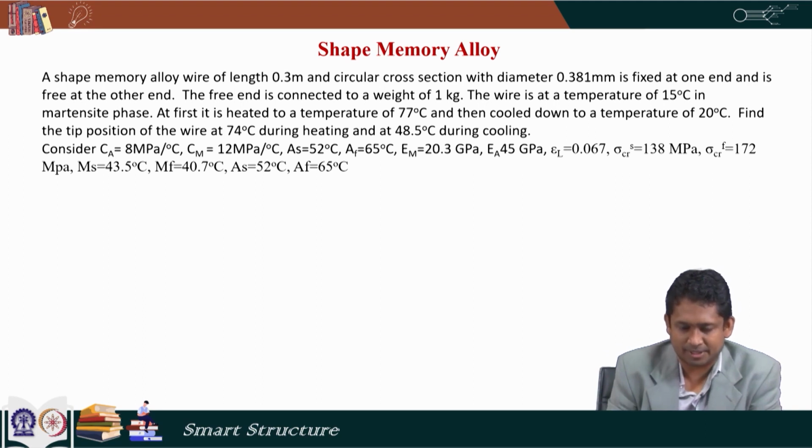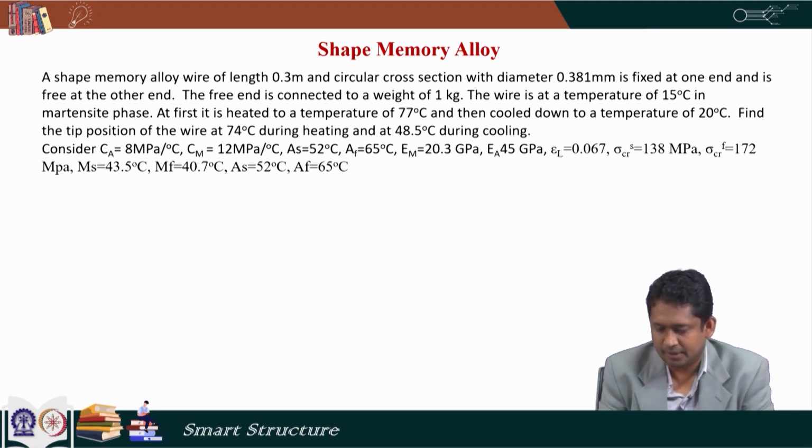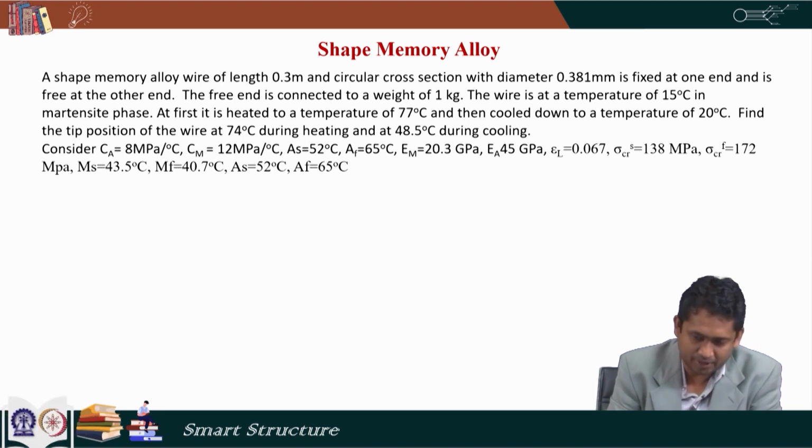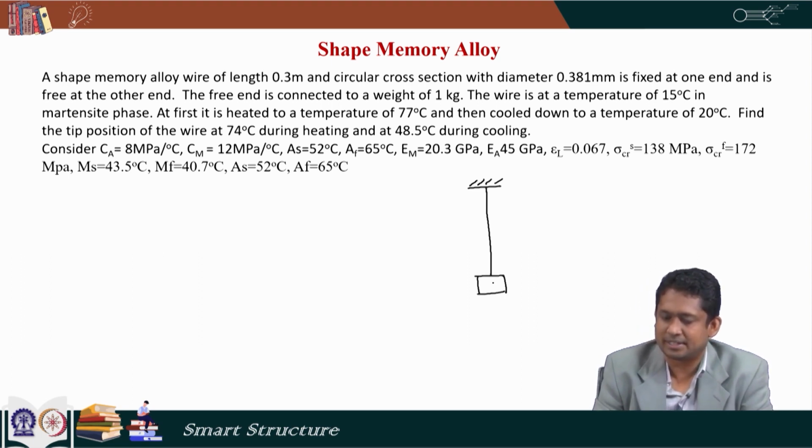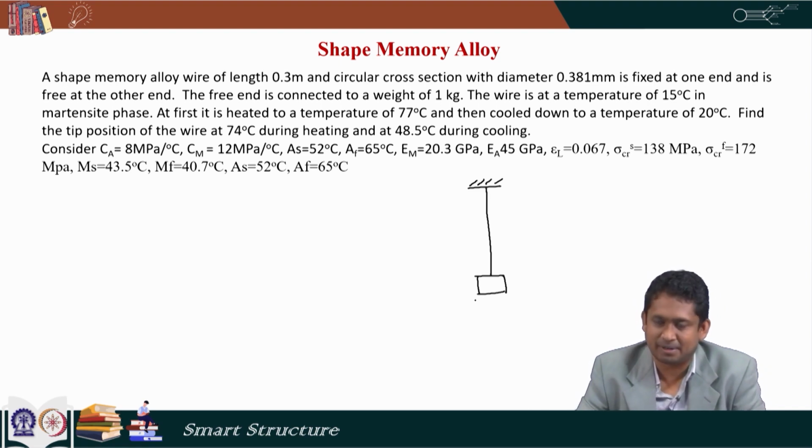It says that we have a shape memory alloy wire and the wire is fixed at one end and free at the other end, and its dimensions are given. So, we have a wire like this, it is free at one end and fixed at the other end, and the free end has a weight of 1 kg. Now, the wire is at a temperature of 15 degree centigrade in martensite phase, and then we start heating the wire up to 77 degree centigrade, and then we cool down to a temperature of 20 degree centigrade.